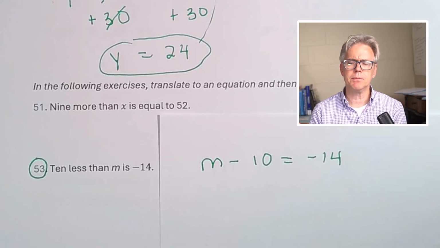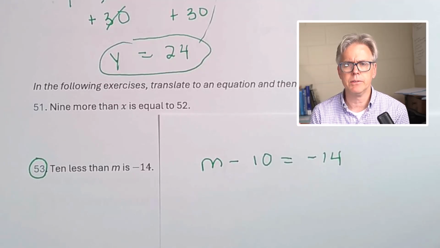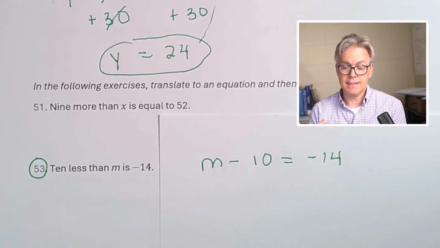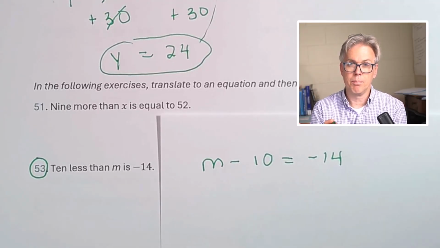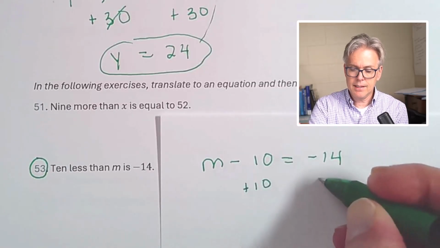And if you think about this, hopefully it makes sense. If I said, what's 10 less than 12? I think you'd say 2. How'd you get that? You said 12 minus 10. In the same way, when we say 10 less than m, it's m minus 10. So be careful on that. Now I'm going to solve it. I'm going to add 10 to both sides.